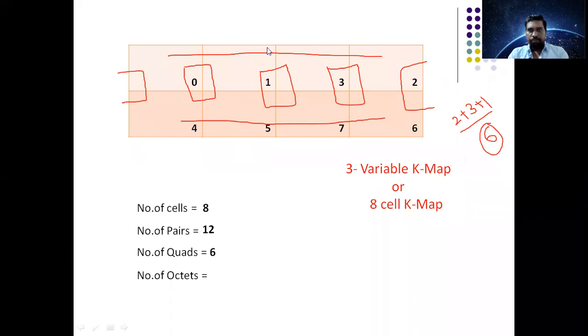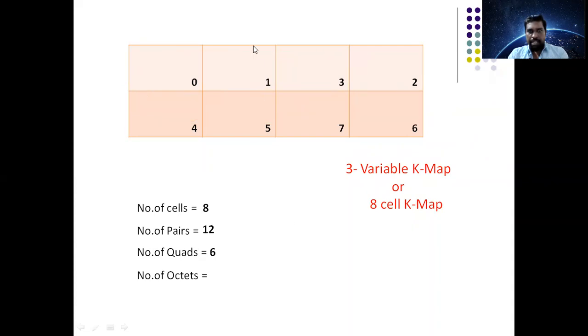Now we need to go for octet. Octet means 8 cells to be grouped. So see here, all these 8 cells are adjacent to each other. So you can combine all the cells at a time as one octet. So the number of octets is equal to 1 in the 8 cell K-map. So this is about your 3 variable K-map or 8 cell K-map.